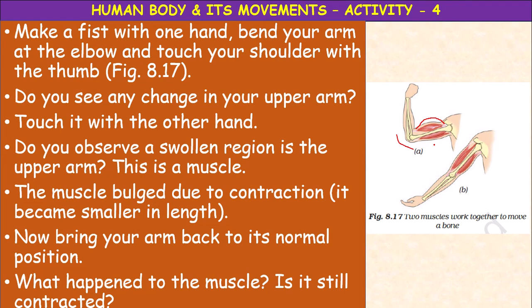Okay, now what you do? Now bring your arm back to its normal position. What happened to the muscle? Is it still bulged? No. It has become normal. Okay, so the two muscles work together to move a bone here. So these are called muscles.